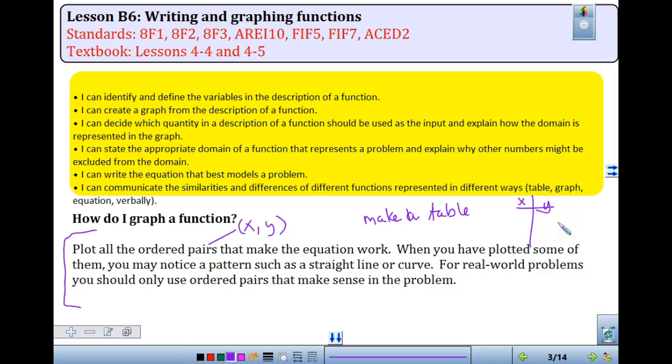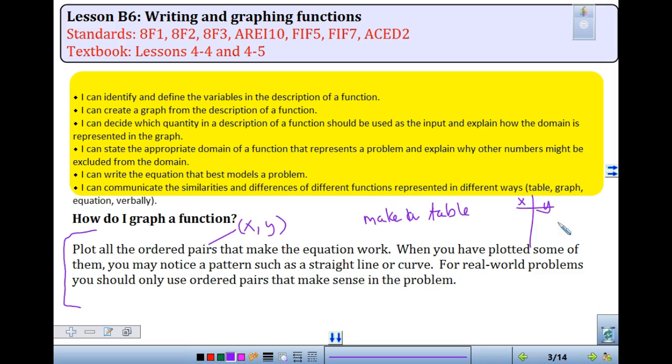And I will specifically tell you to pick 2 positive x values, or 2 negative values, and then we will look at picking 0 always. And you did this last year. So this is not something you haven't seen.